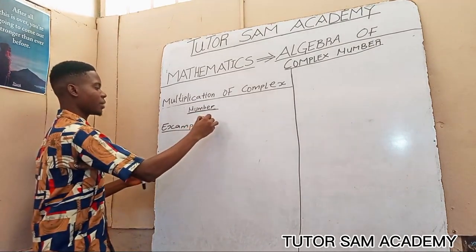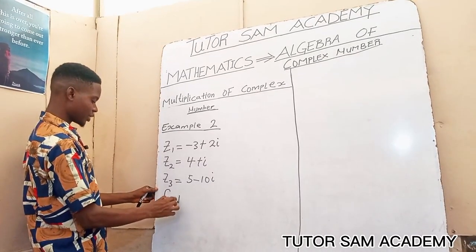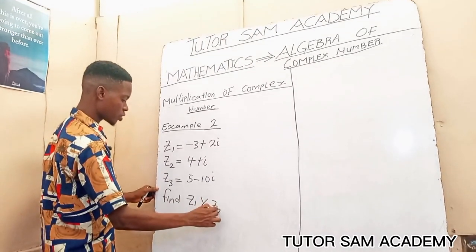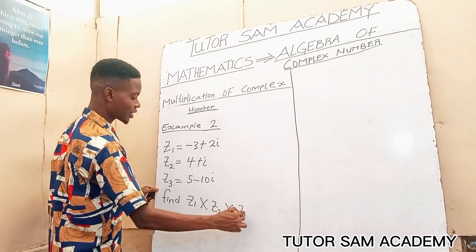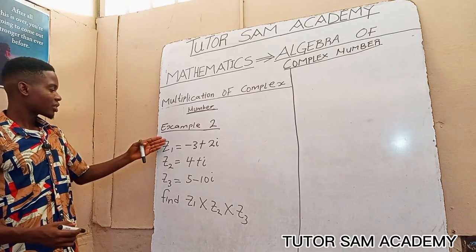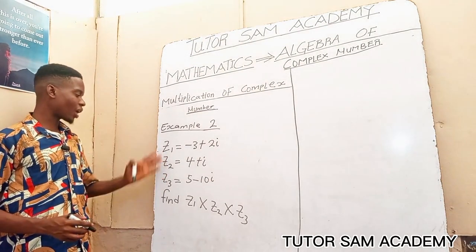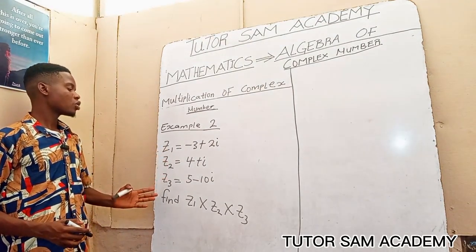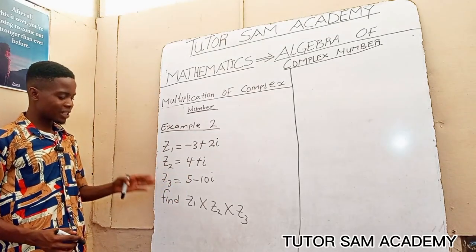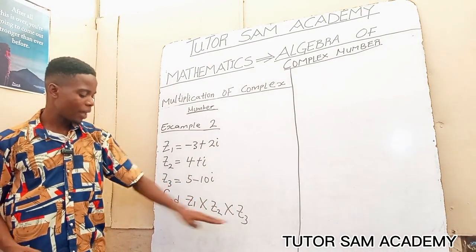All right, example 2. The question is find z1 multiplied by z2 multiplied by z3. So the question can be given in this format, whereby you have z1, z2, z3. This can be denoted with anything. You can have A, B, and C. So I represented these 3 numbers with z1, z2, and z3. The question says find z1 multiplied by z2 multiplied by z3.